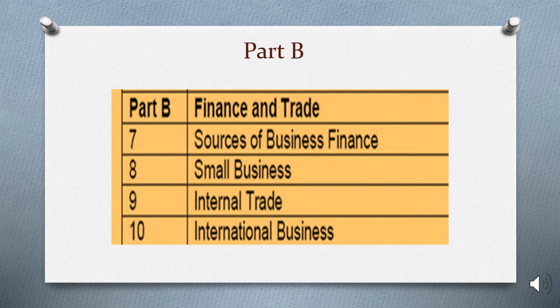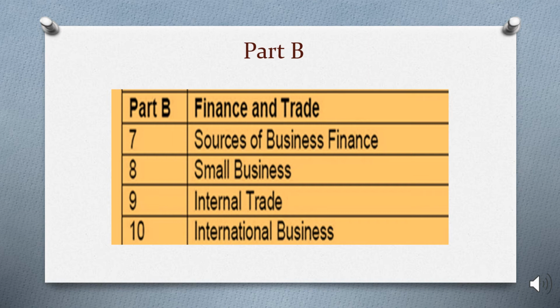Number 8 is about small businesses. So small business, there are many kinds of small business. Cottage industry, tiny units, so all this we will study here. How small business is helpful in a country, how they help the country to grow economically. In chapter 8 we will learn that.